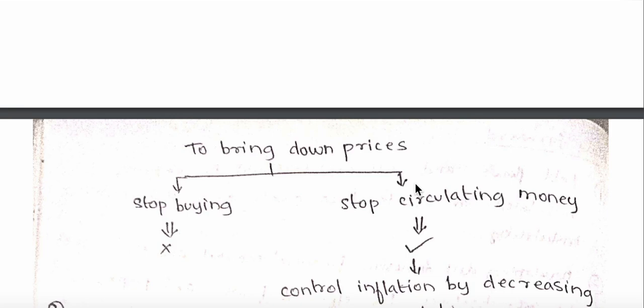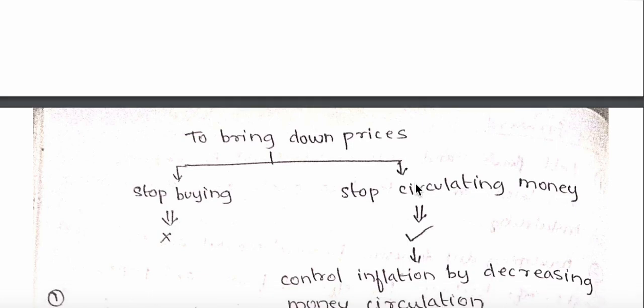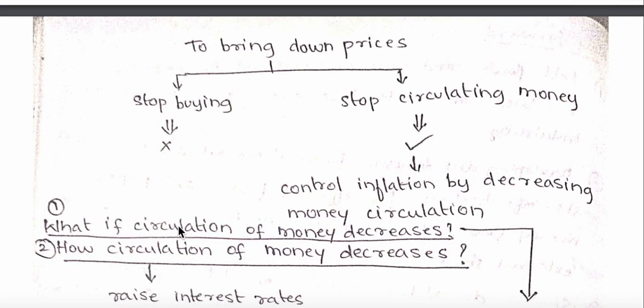Now there will be a question in your mind: how will the circulation of money be decreased? And what if the circulation of money decreases? These are the two main questions. Let's go with the first question: what if circulation of money decreases? If the circulation of money decreases, the value of goods and services decreases. If there is no money, then automatically the prices also will decrease.